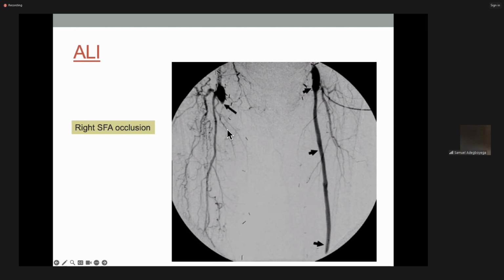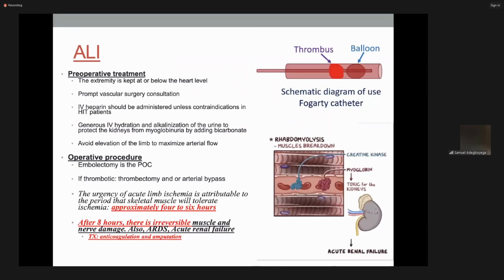When you trace a vessel from proximal to distal, and you notice that the vessel is completely gone as you go distally, and you can't find it anymore, there's no reconstitution, that means that you have an ALI. So you should know that very well. Now, for ALI, can you guys tell me what the medical treatments are? Just shout it out. Let's talk about it. Go ahead, anyone?